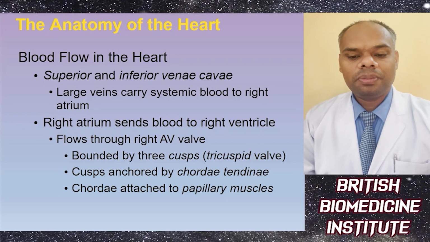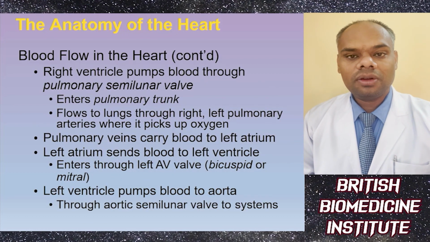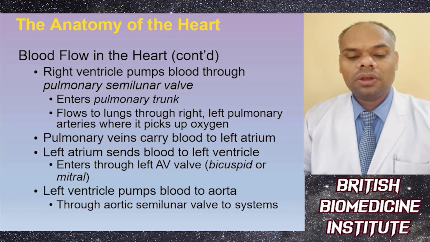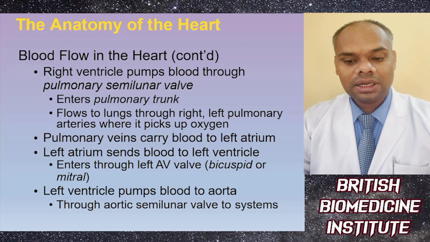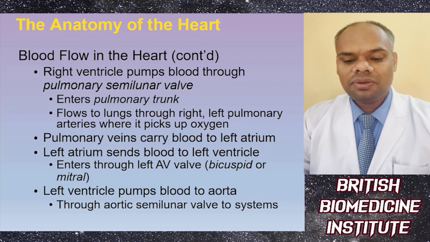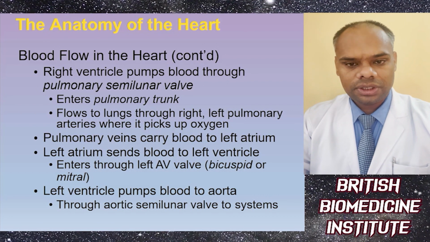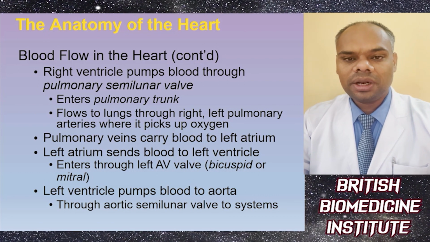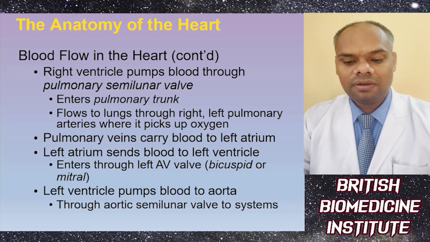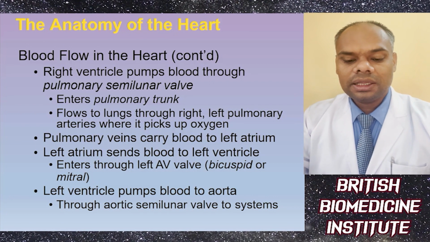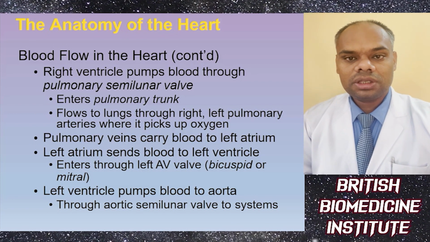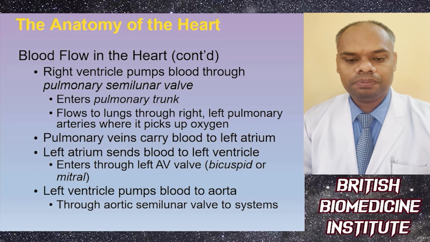The right ventricle pumps blood through the pulmonary semilunar valve, which leads into the pulmonary trunk. It flows to the lungs through the right and left pulmonary arteries, where it picks up oxygen. The pulmonary veins carry blood to the left atrium. The left atrium sends blood to the left ventricle, entering through the left AV valve, the bicuspid or mitral valve, and the left ventricle pumps blood to the aorta through the aortic semilunar valve to the system.